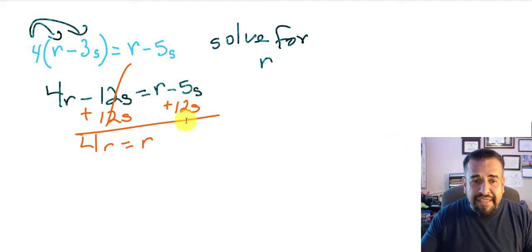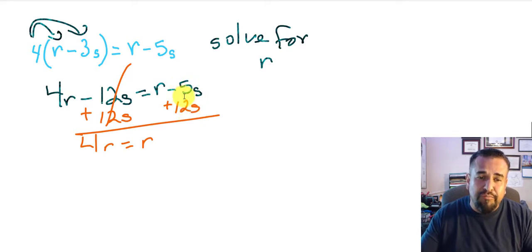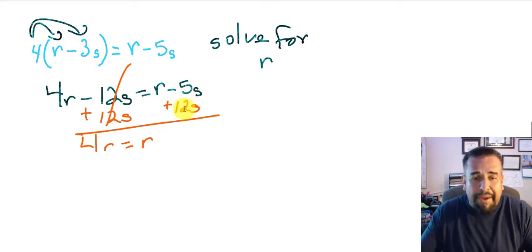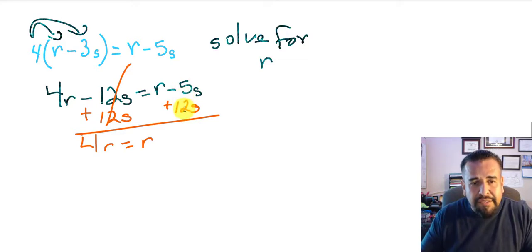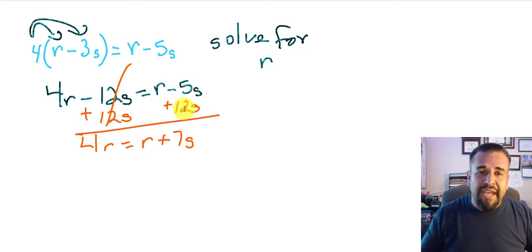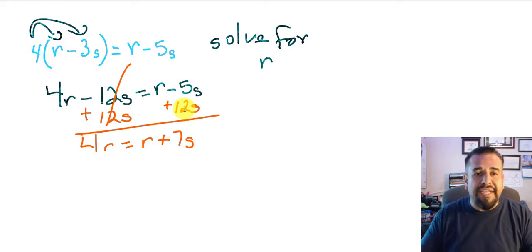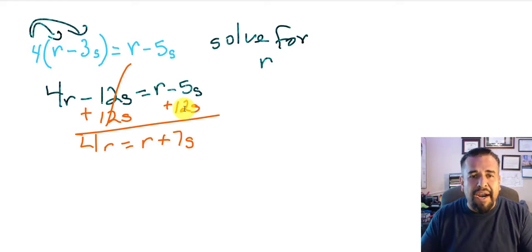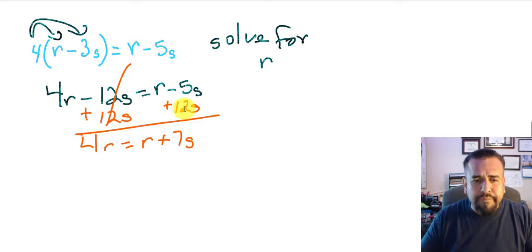Now they are both S's: 5 S's and 12 S's. The 5 S's are negative. So I'm actually going to subtract 12 and 5. So basically 12 minus 5, which is 7. So that's going to be a positive 7S. That's what I have left. Okay, got a step closer now to getting R by itself. All right, now let's go ahead and subtract R from both sides.